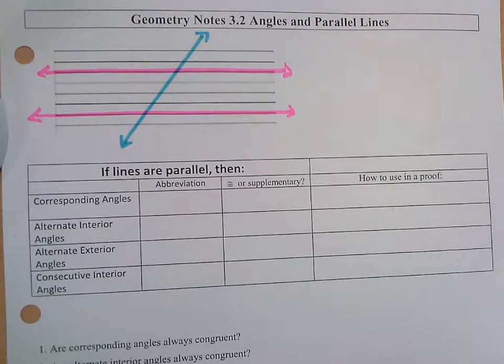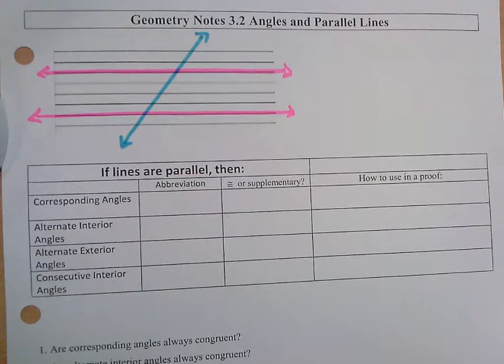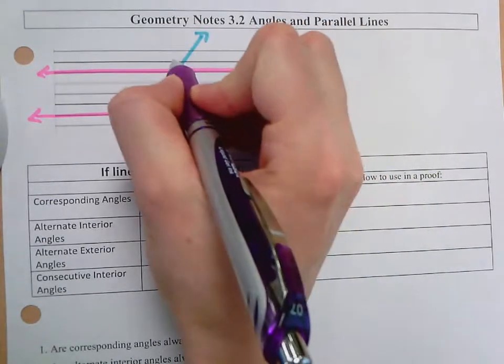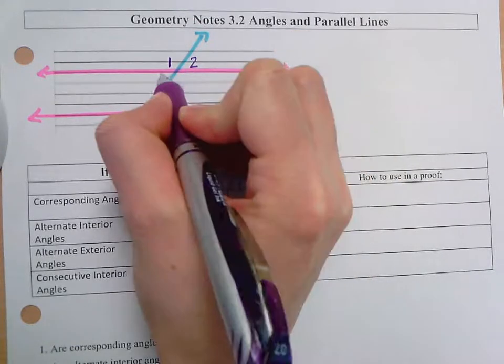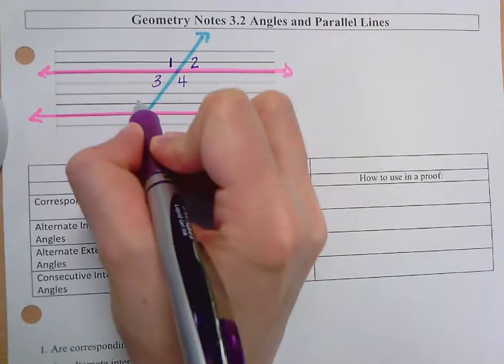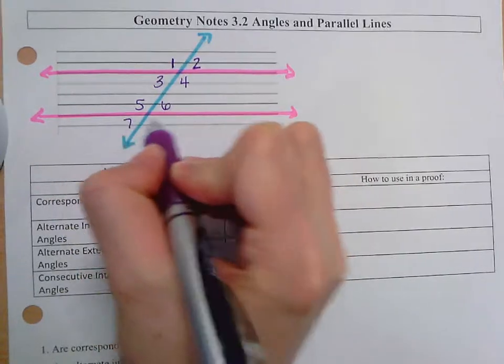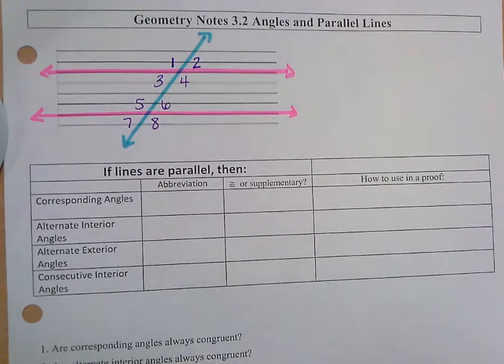We're going to review vocabulary first. And then I am going to label the angles. I'll label them and you can look up here to see how I'm labeling them. So we're going to start out with some identifying angle pairs first.